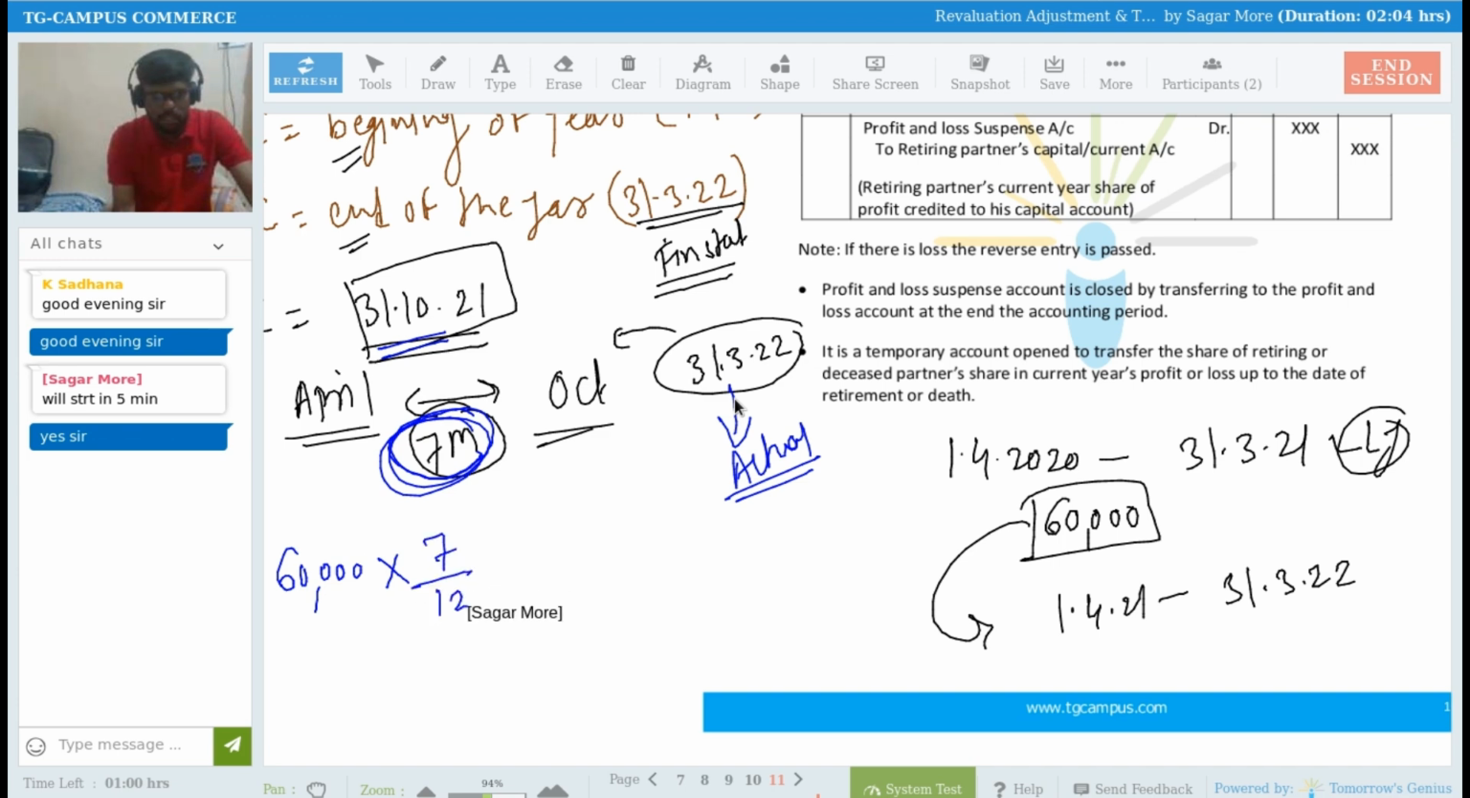60,000 multiplied by 7 divided by 12, multiplied by C partner's profit sharing ratio. And for example, his profit sharing ratio is 1 by 3. So I will be calculating like this, 1 by 3, and then I will be getting his profit share.